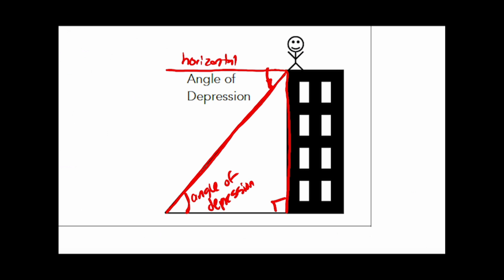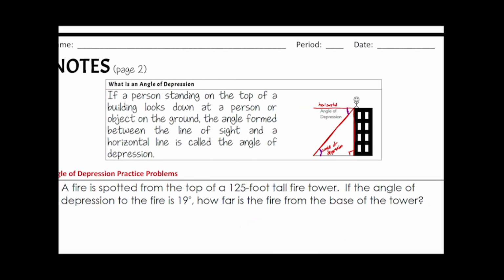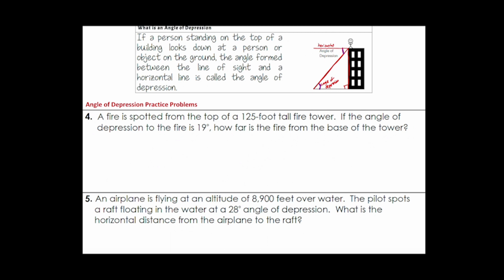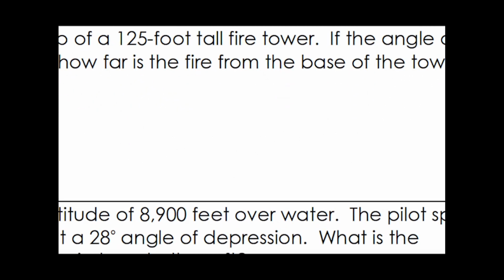So I'm on top of the building, looking straight. That's my horizontal. Then my line of sight looks down to the ground, creating this angle of depression. But it's equal to the angle that that line of sight makes with the ground because they're alternate interior angles. And now I can use this right triangle with the building to get my lengths. So let's look at an example. If we look at number 4, if a fire is spotted from the top of a 125-foot tall tower. So let's draw a tower, right? So here's a tower.